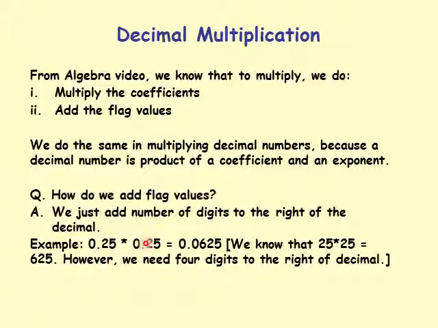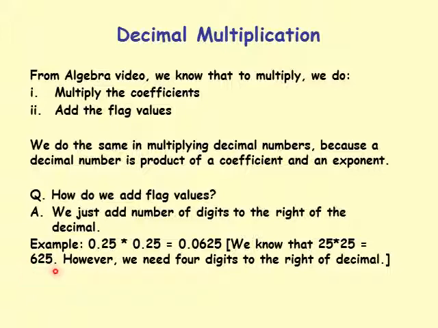Example: 0.25 times 0.25. There are 2 digits to the right in here and 2 digits to the right in here. When we add 2 plus 2, we get 4 digits to the right. We know that 25 times 25 is 625. We have to have 4 digits to the right, so we add a 0 to the left. If you add a 0 to the right, that's not 0.25 times 0.25. So it's 0.0625.